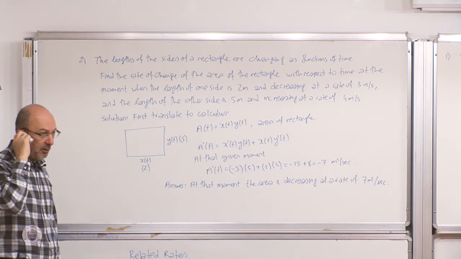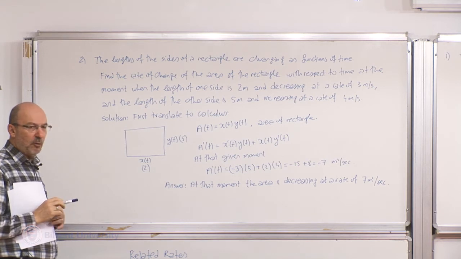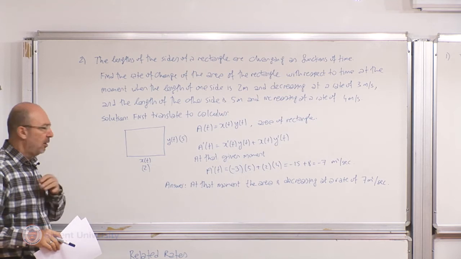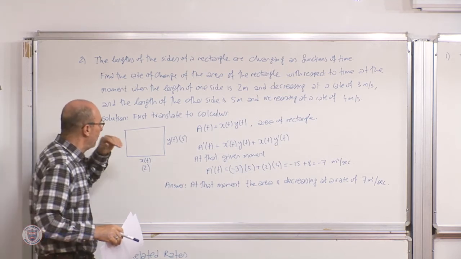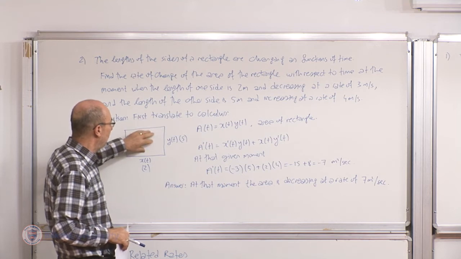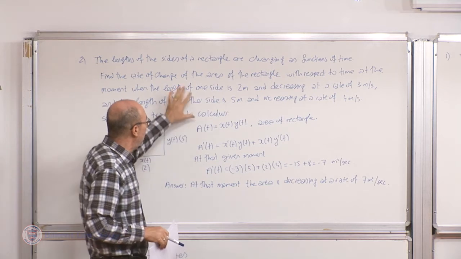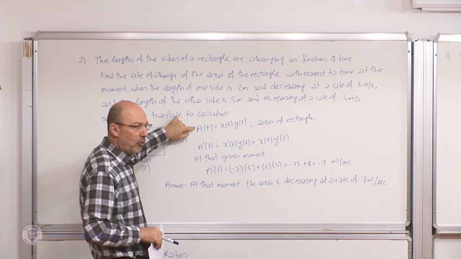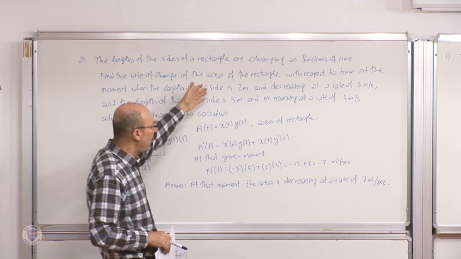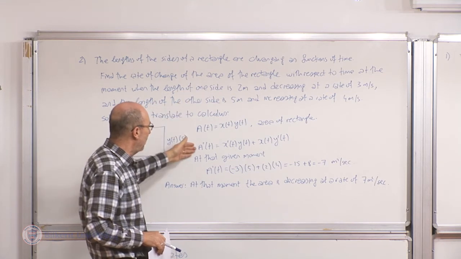Okay, a very simple problem. I did it in detail because no matter how complicated the problem is, you will do exactly the same thing. I drew a picture so that I can visualize what's happening. I gave names to the sides. The area of the rectangle is mentioned here, so I write a formula for the area. Rates of change with respect to time is mentioned here, so I take the derivatives.